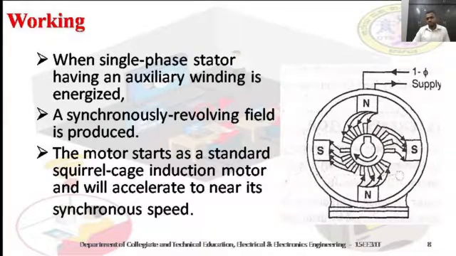So this is the working. See the picture, the diagram. So we are giving the single phase supply itself here. The single phase supply is being given directly to the motor. So the stator part has the poles, the north pole, south pole, and so on.